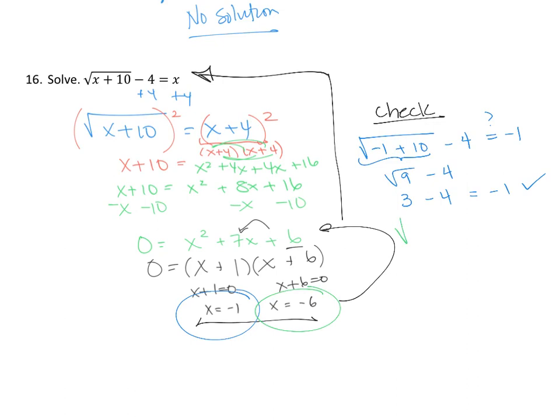Now we're going to check the negative 6. So we have the square root of negative 6 plus 10, minus 4, is supposed to equal negative 6. Well, negative 6 plus 10 is going to be 4. So we have the square root of 4, which is 2. 2 minus 4 doesn't equal negative 6. So that means that can't work. Our only answer is x equals negative 1.